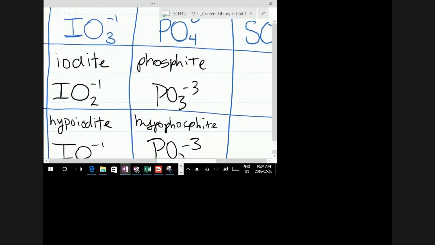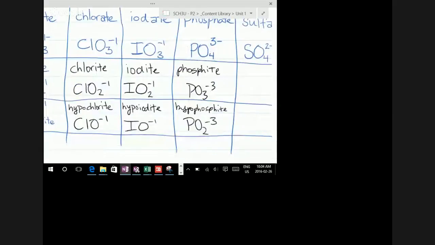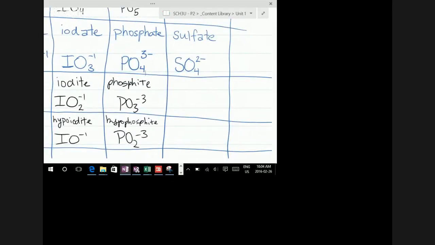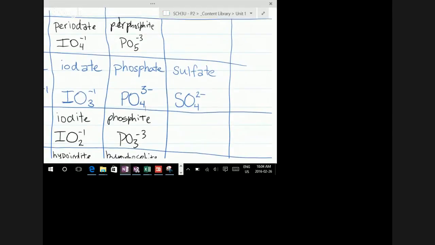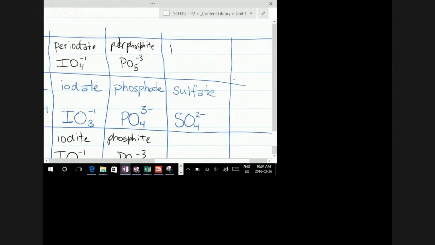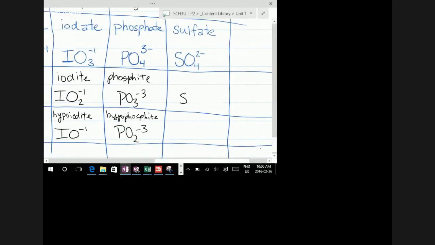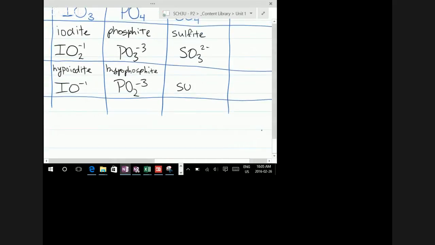Does that make sense? Phosphate and sulfate are the weirdos. Right? They both have 4 in their standard form. And then sulfate is SO4. What would persulfate be? SO5 2-. That's right. Good. And what would we call SO3 2-? Sulfite. By the way, you'll see it sometimes with a pH. That's also right. And what would SO2 2- be? Hyposulfite. Good.